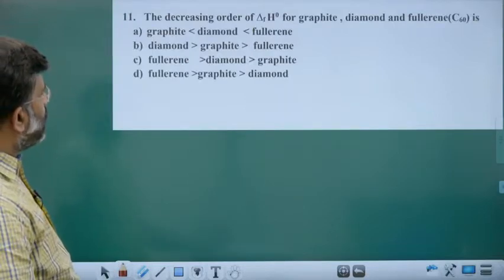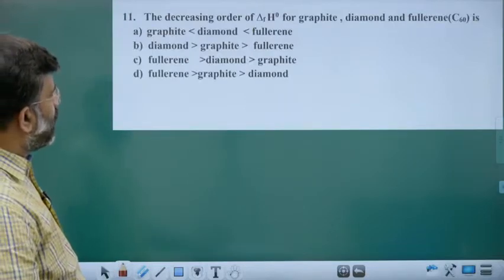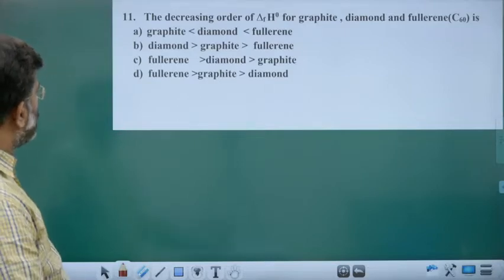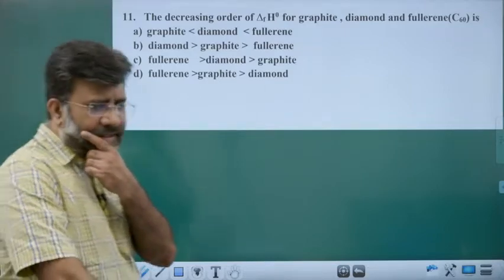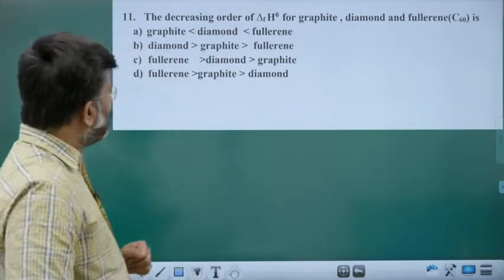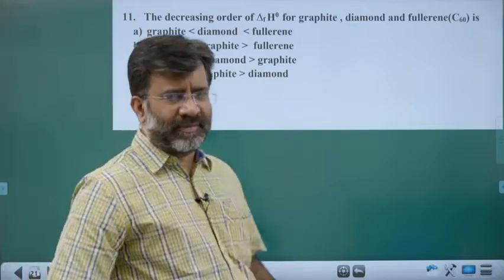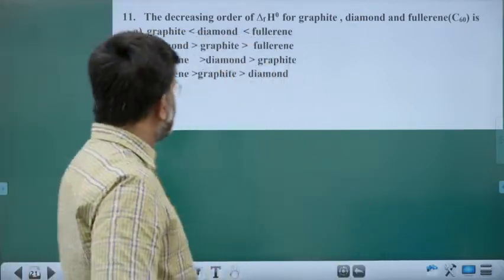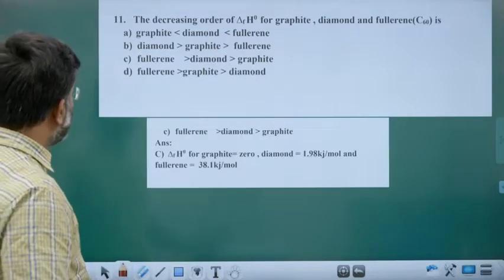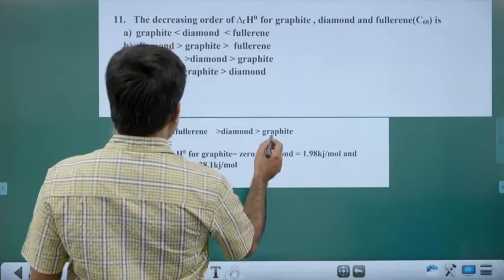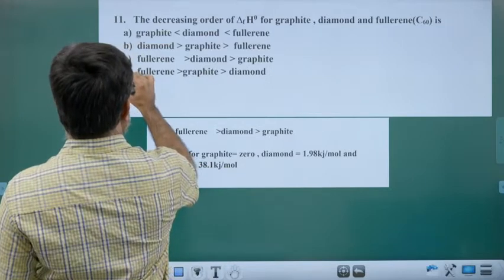Decreasing order of enthalpy of formation: graphite, diamond, fullerene. Graphite, you know, is 0. Diamond is somewhat close to 2. And fullerene, what is the value? Some 30-something. So the answer is option C.